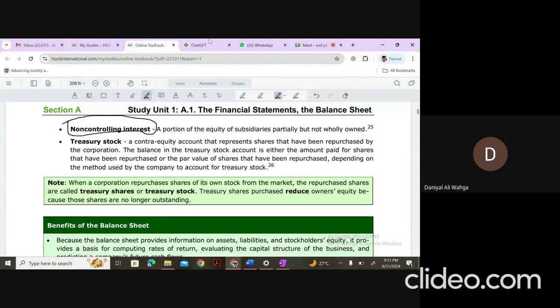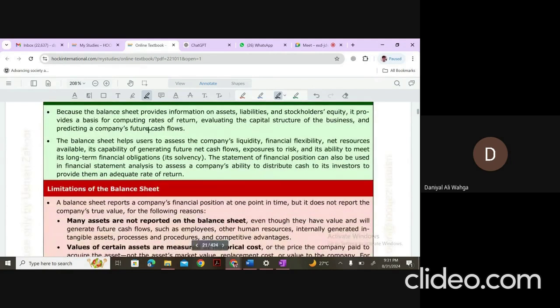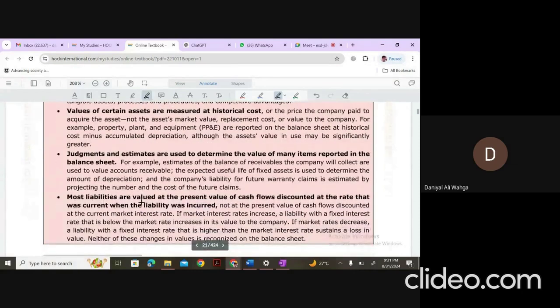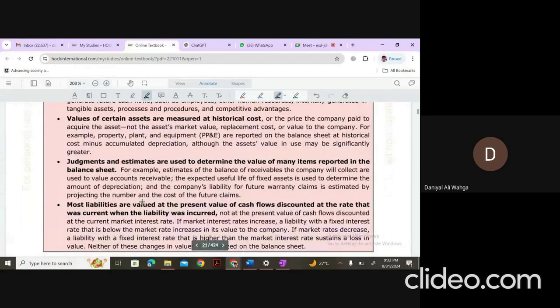The treasury stock. Treasury stock is basically those shares, a contra equity account, that represents shares that have been repurchased by the corporation. If you purchase your own ordinary shares out of the market, that is known as treasury stock. Benefits of the balance sheet and limitations of the balance sheet. There are certain limitations which you can read from here.